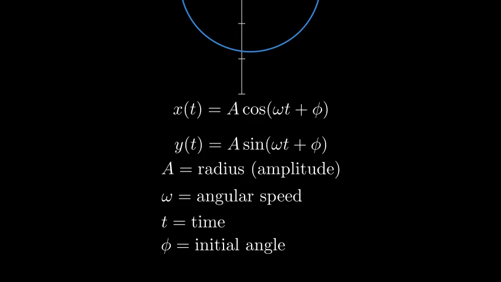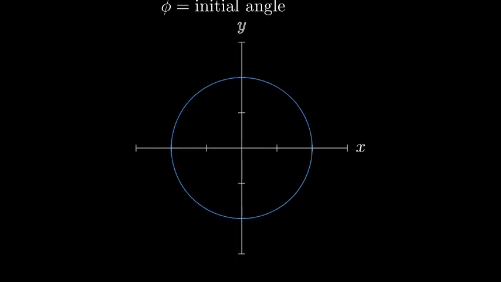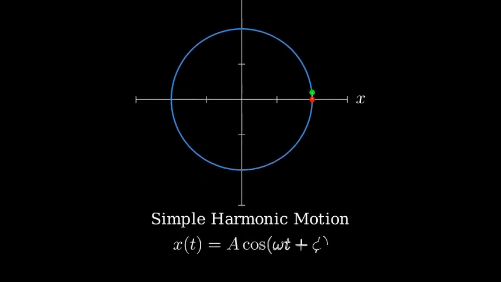Now, here's where the connection to oscillation becomes clear. Let's focus on the projection of our moving point onto the x-axis. As our point moves around the circle, its shadow or projection on the x-axis moves back and forth. This back and forth motion is precisely simple harmonic motion, the same motion we see in springs and pendulums. The position of this projection is given by x equals A times cosine of omega t plus phi. This is exactly the equation that describes simple harmonic motion.